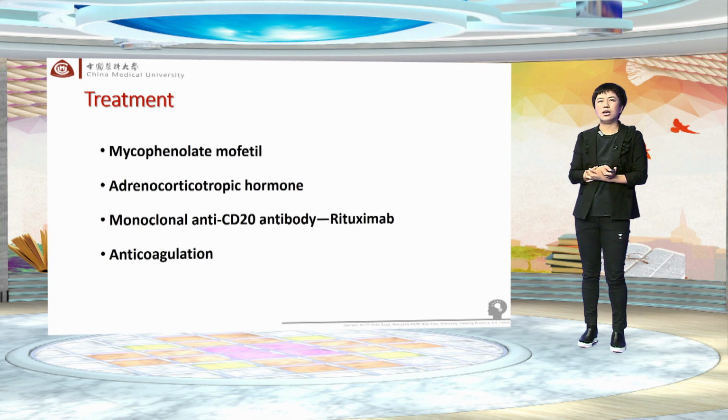Other agents used successfully in uncontrolled or small controlled trials in membranous nephropathy include mycophenolate mofetil, adrenocorticotropic hormone, and the monoclonal anti-CD20 antibody, rituximab. In one report, two thirds of 100 consecutive patients treated with rituximab achieved complete or partial remission, with a median time to remission of 7.1 months.